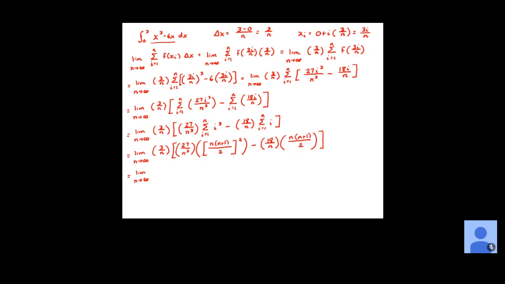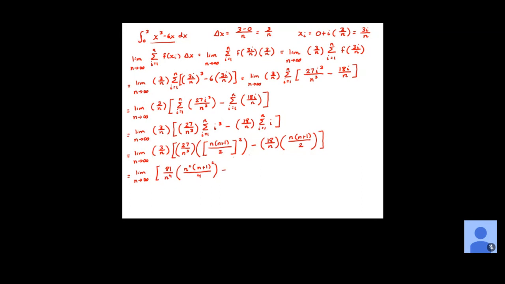Because that's going to actually get distributed to both of these terms that are separated by the minus. So I'm just going to go ahead and multiply 3 over n times 27 over n cubed. 3 times 27, that's going to give us 81. n times n cubed is n to the 4th. And then this next piece in here now, I can go ahead and distribute the square to everything inside those brackets. So that's going to give us n squared times n plus 1 squared all over 4, because 2 squared gives us 4 in the denominator.